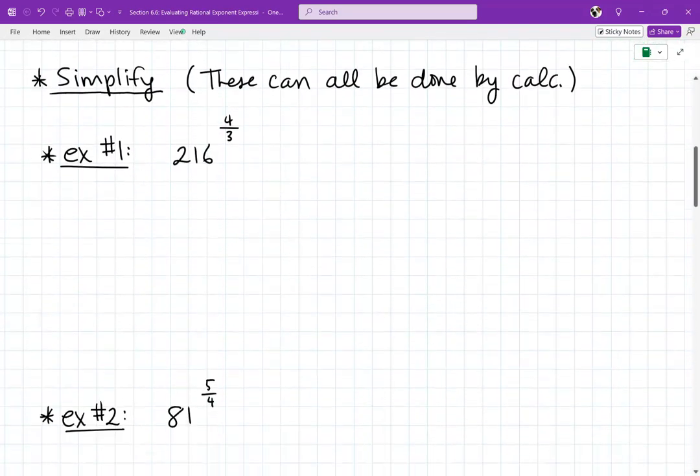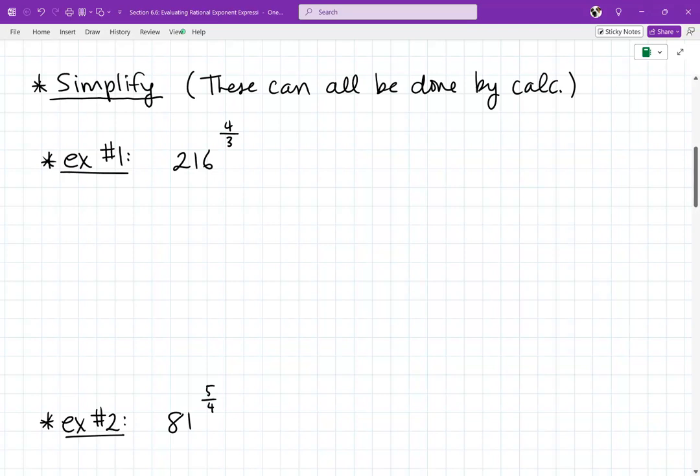Now, this lesson is supposed to be pretty simple, okay? All right, so we're going to be simplifying these examples, okay? And you're going to see in parentheses, I said these can all be done by calc, meaning every single one of these problems, you can just push some buttons on your calculator and you're fine, okay? No big deal. When we get to the second set of problems, it's going to say some of it can be done with calculator, okay? So these are all calculator based.